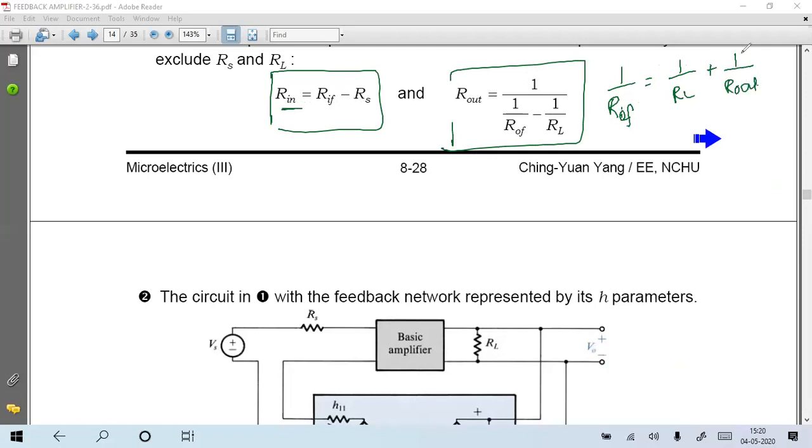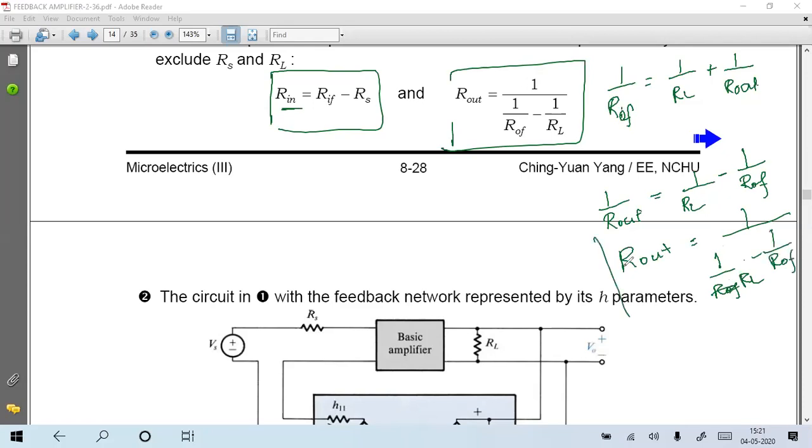If I want to find R out, then 1 by R out is equal to 1 by ROF minus 1 by RL. So I can say R out is 1 by the quantity 1 by R naught F minus 1 by RL.